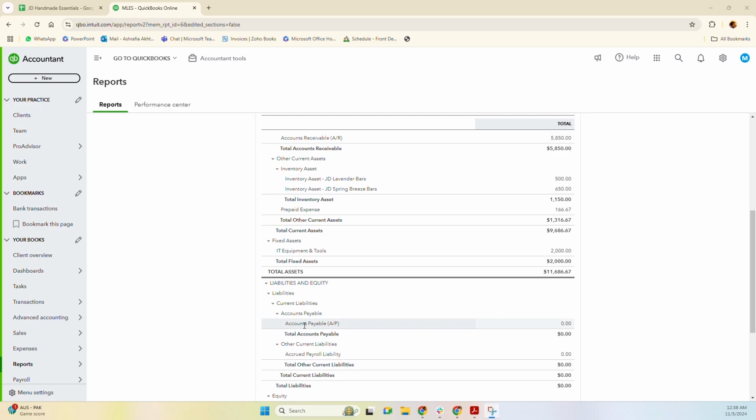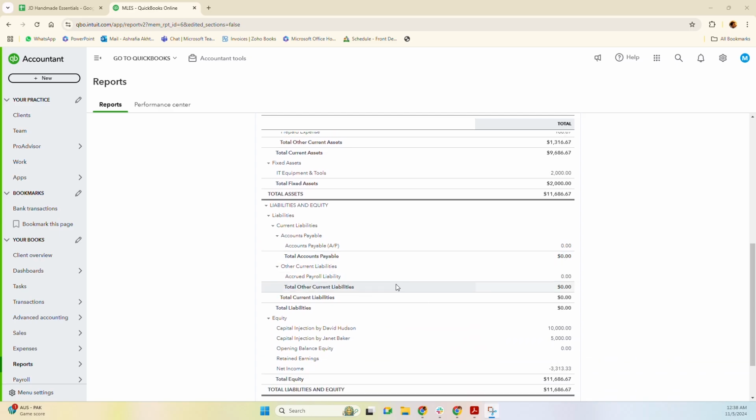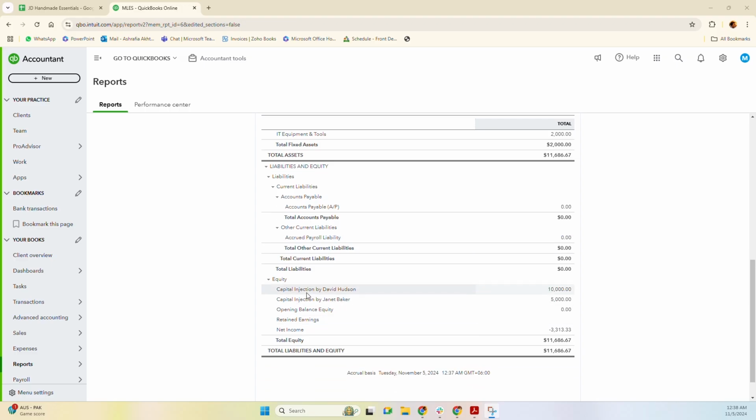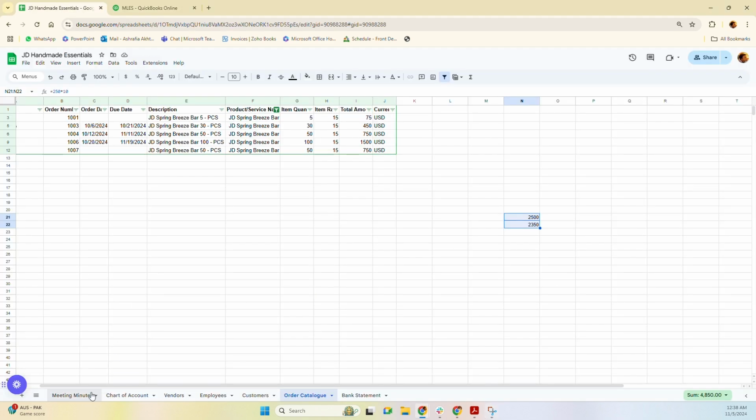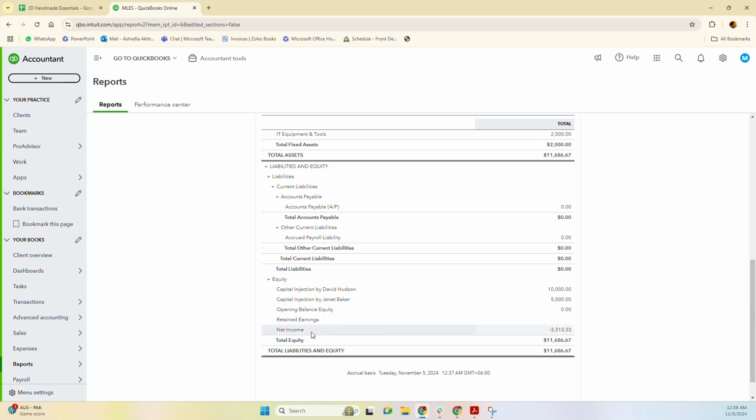We settled all our liabilities, so accounts payable is 0. Accrued payroll liability is also 0 as we have paid all our salaries. Then we have the equity portion, capital injected by David Hudson 10,000 and from Janet Baker 5,000. Let's go to our client overview. This was our capital injection. And lastly, we have our net loss 3313.